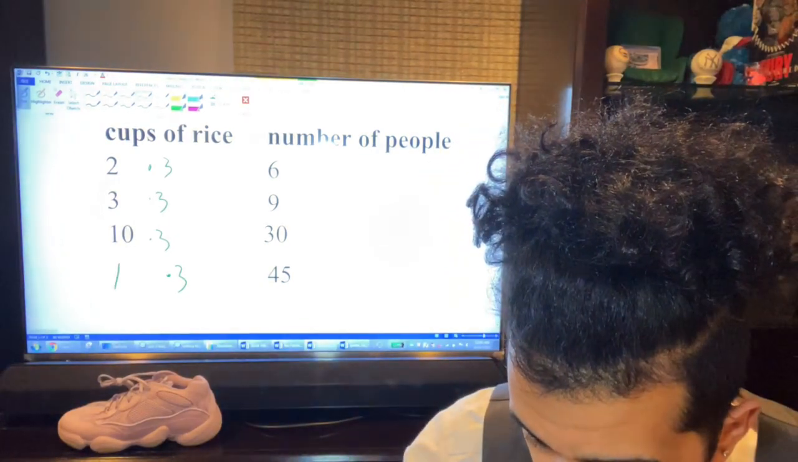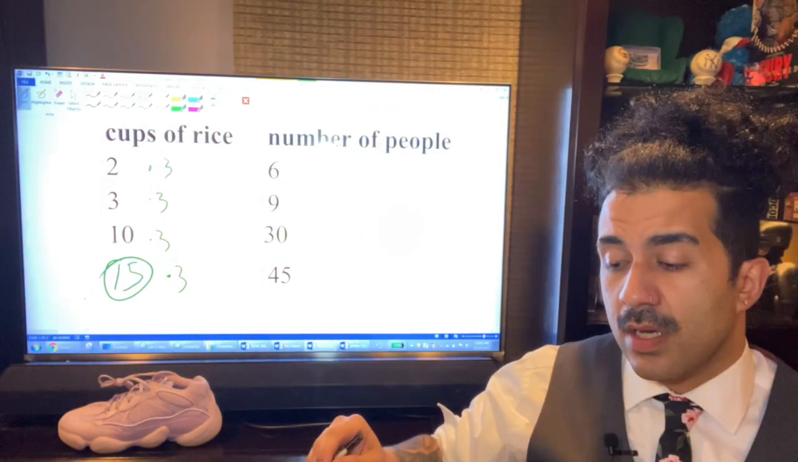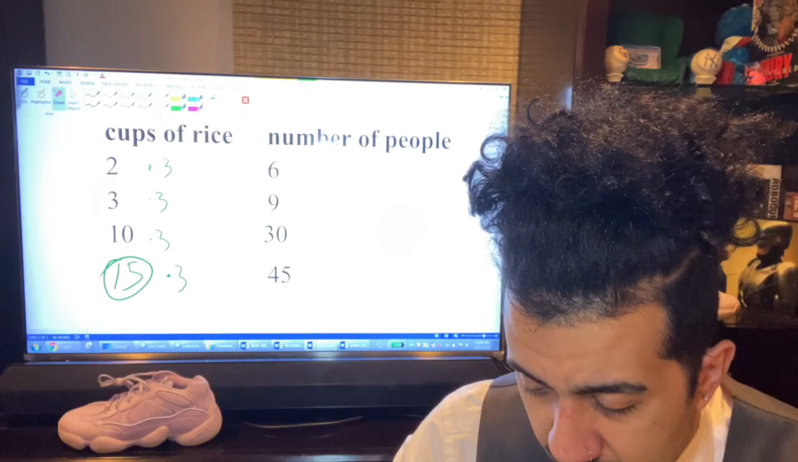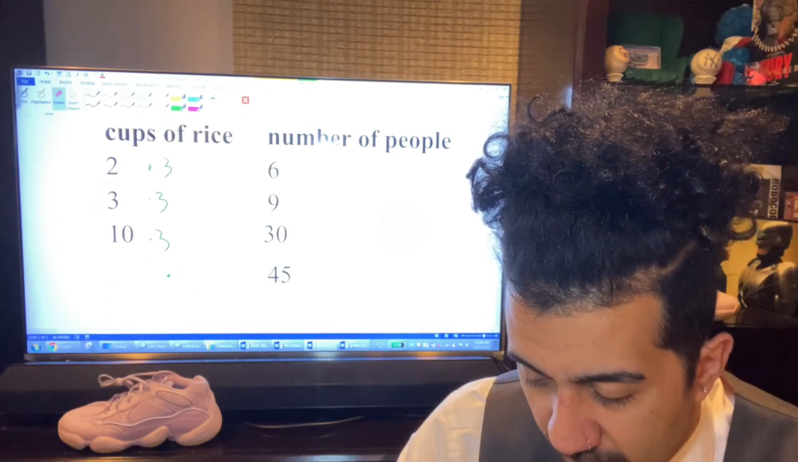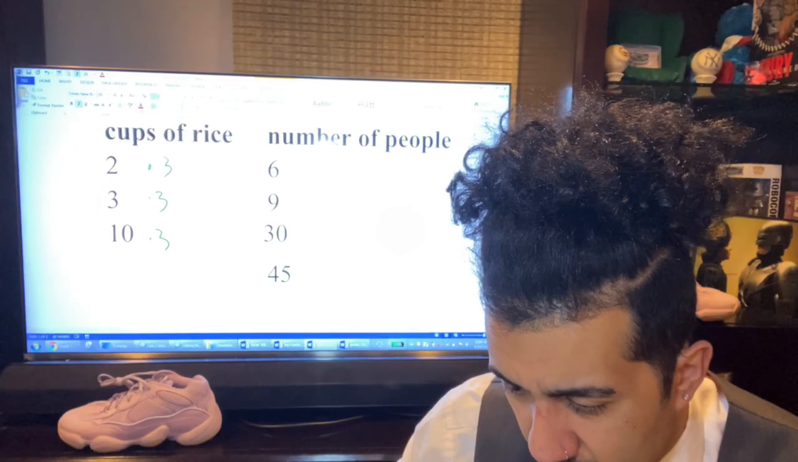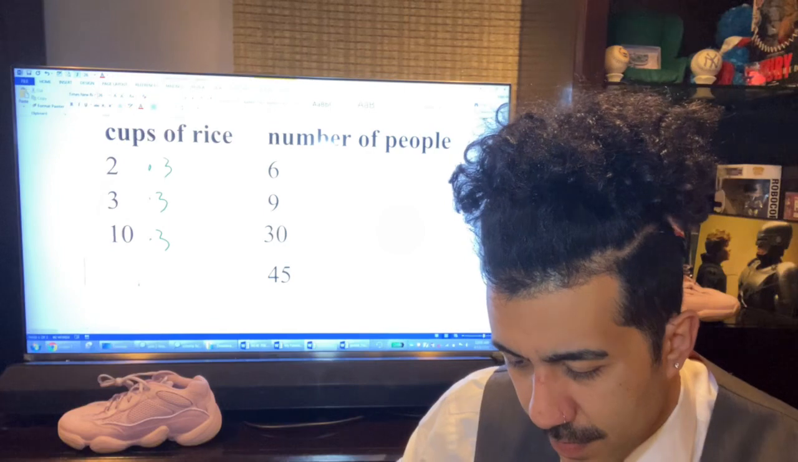Which says that 15 cups of rice will feed 45 people. So let me just clean this up a little bit right here. I'm just going to rewrite. I'm going to put in the number 15. I'm going to italicize it so we know it's the number we found. And boldify it.